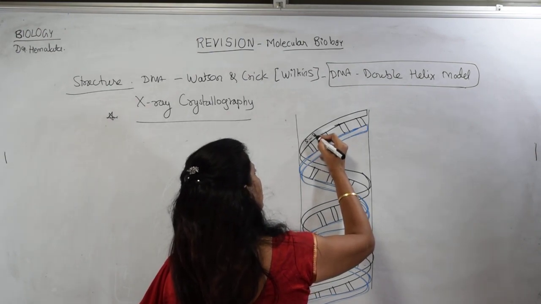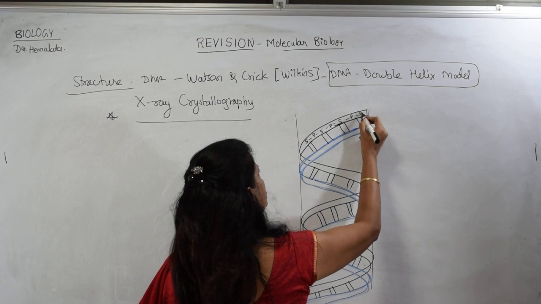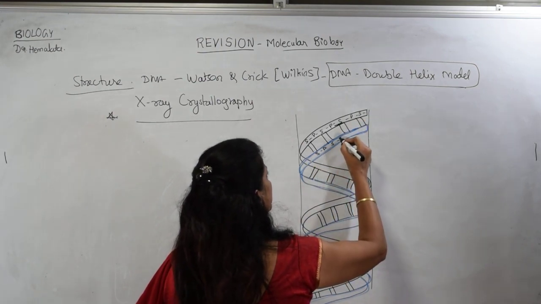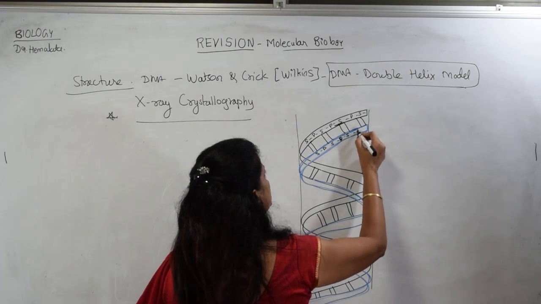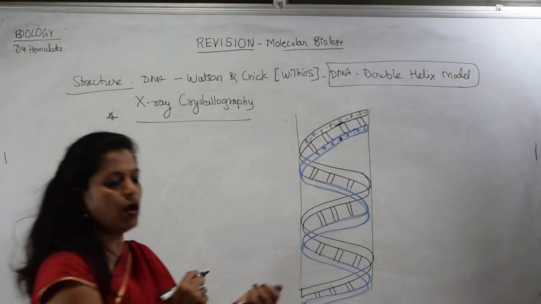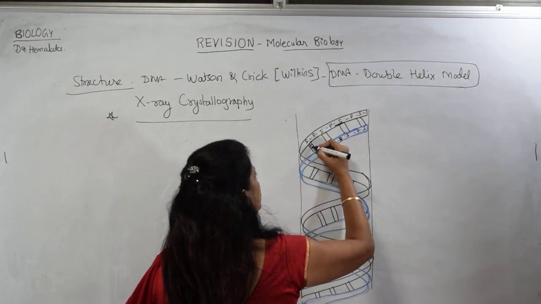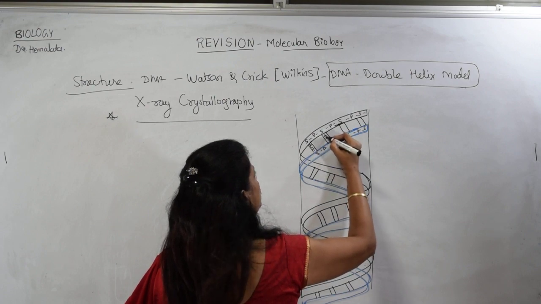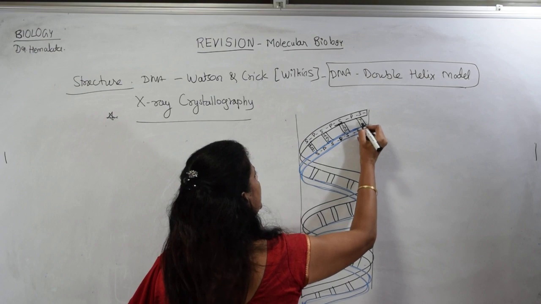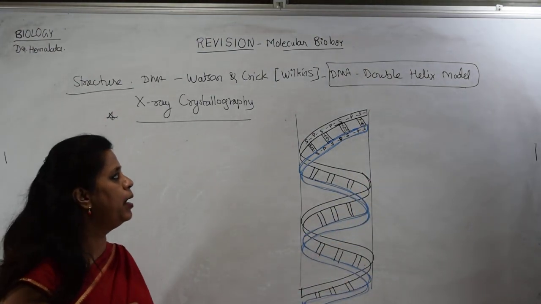This is sugar, phosphate, sugar, phosphate, sugar, phosphate, sugar, phosphate, sugar, phosphate, sugar. Wherever nitrogen bases are there, they are connecting the two sugar units. So there will be nitrogen base adenine to thymine, guanine to cytosine, cytosine to guanine, thymine to adenine, like that. All those things, at least small ones, you just make it happen.